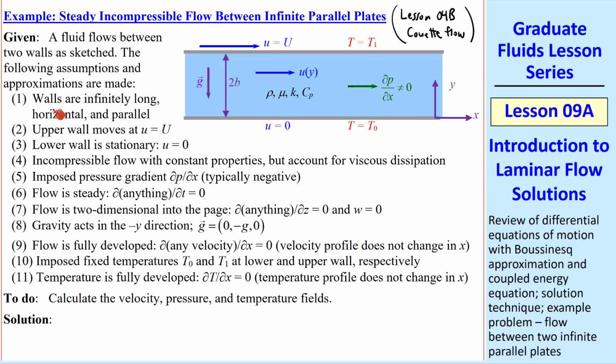These are our assumptions and approximations. The walls are infinitely long, horizontal, and parallel. We already mentioned these. We'll assume incompressible flow with constant properties, but we will account for viscous dissipation when we examine the temperature.